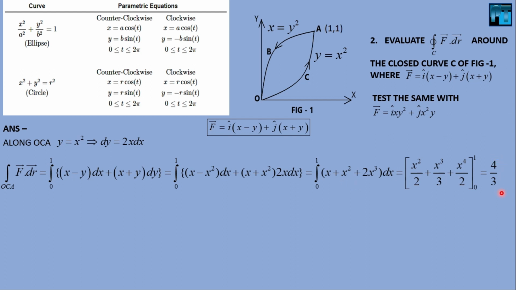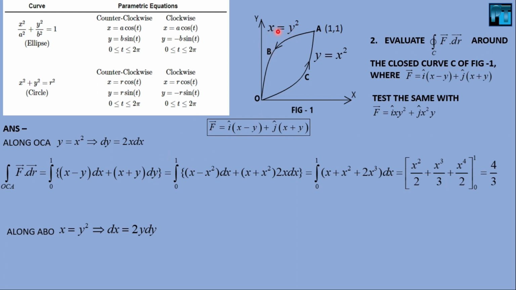Now you can check for yourself the vice versa case, that is, transform x into y, like x equal to root y, and dx into something times dy, then do the same math and check whether 4/3 is the answer or not. Okay, now let's go to the next path ABO. For the path ABO, we again have two choices. Either we convert all the x's into y using x equal to y square and dx equal to 2y dy, or we convert all the y's into x, like y equal to root over x, then dy equal to dx.